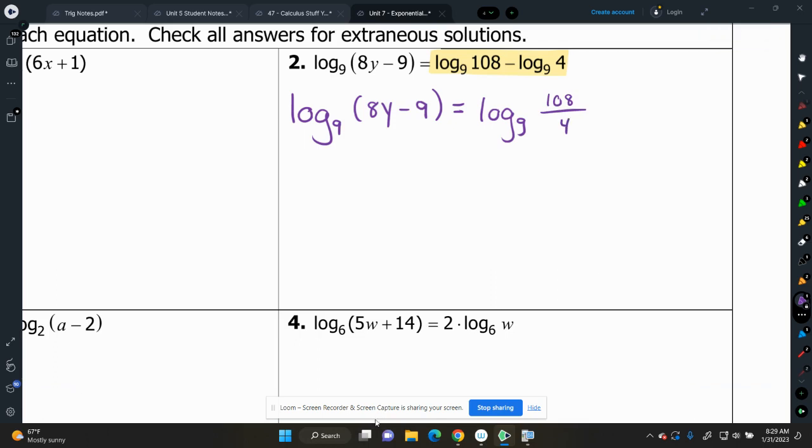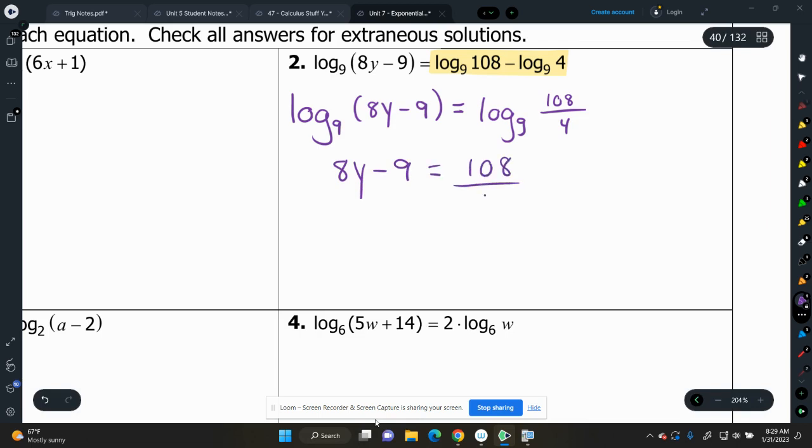Now that I have just the 1 log on each side, we're going to drop the logs out of there. 8y minus 9 equals 108 divided by 4. So when we have logs on both sides, but it's more than 1 log, we have to use our properties of logarithms to get it into this form. We want it in the form of log equals log. Then we can just drop the logs out.